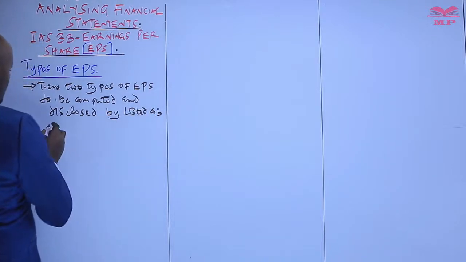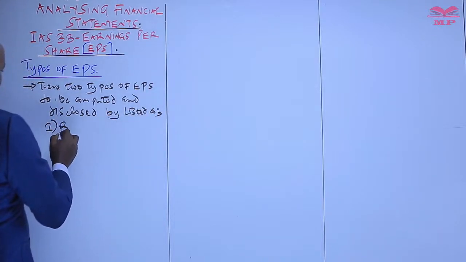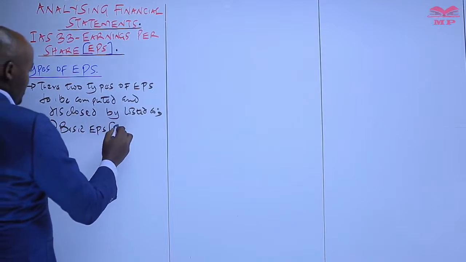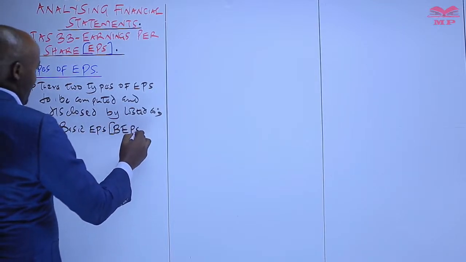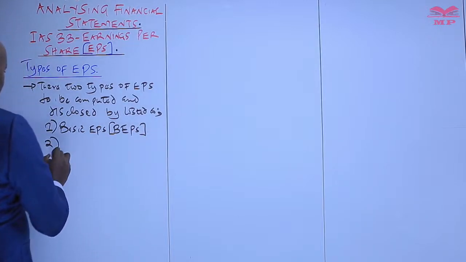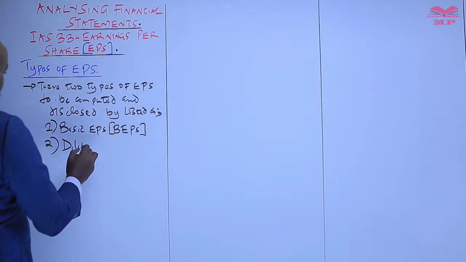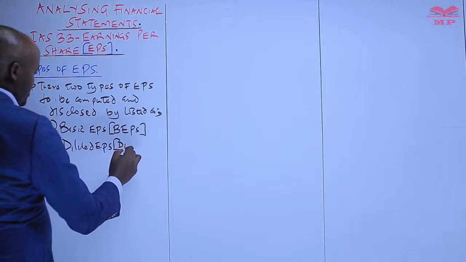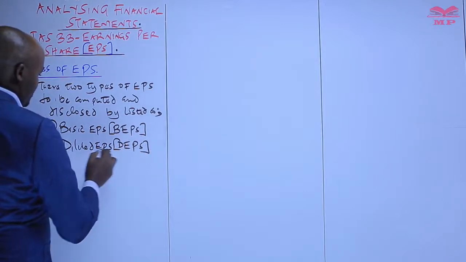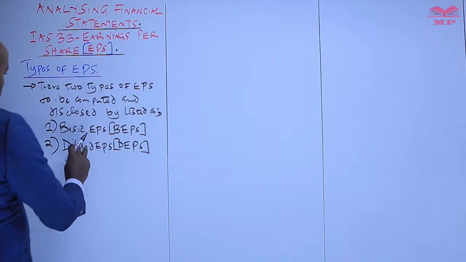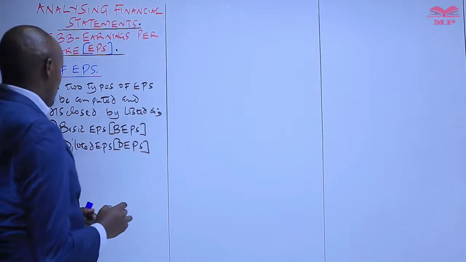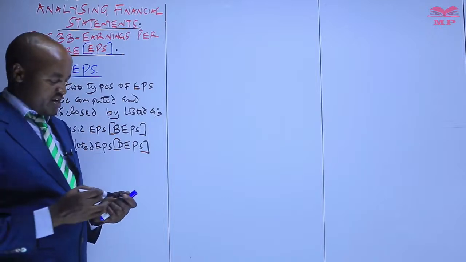So which are they? Number one, we have the basic earnings per share, abbreviated as BEPS. And number two, we have the diluted earnings per share, abbreviated as DEPS. So what we're going to do as far as this topic is concerned, we're going to look at how these two types of earnings per share are computed.